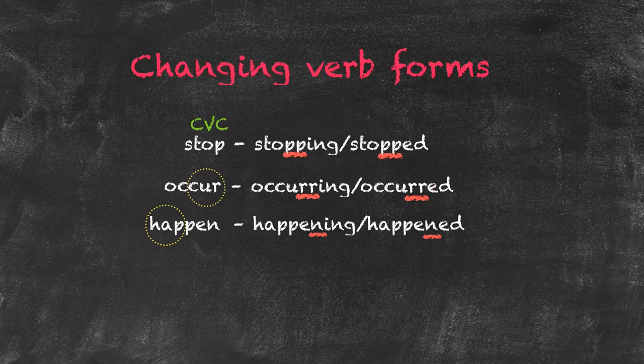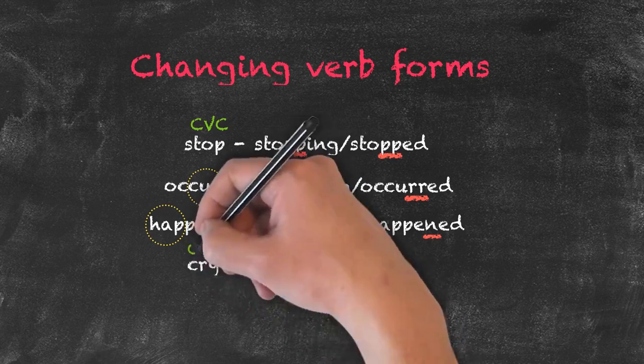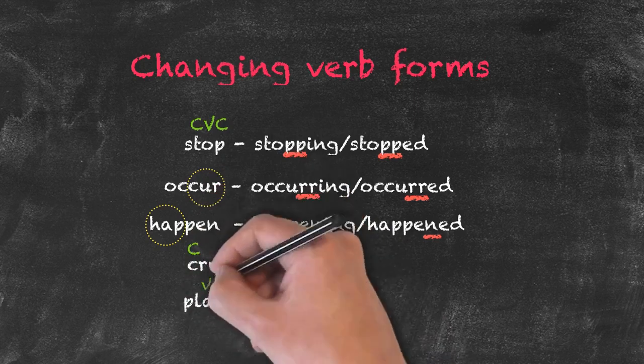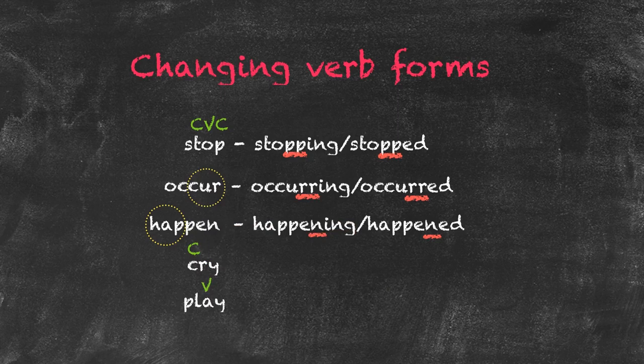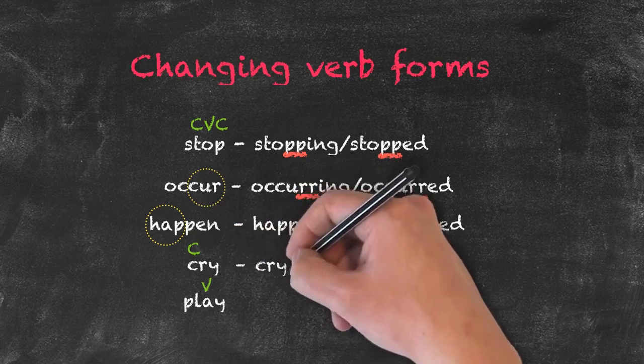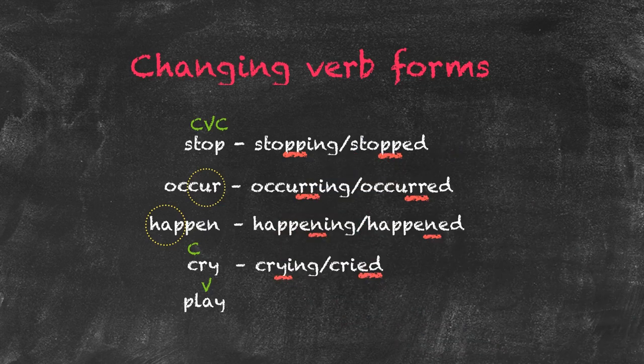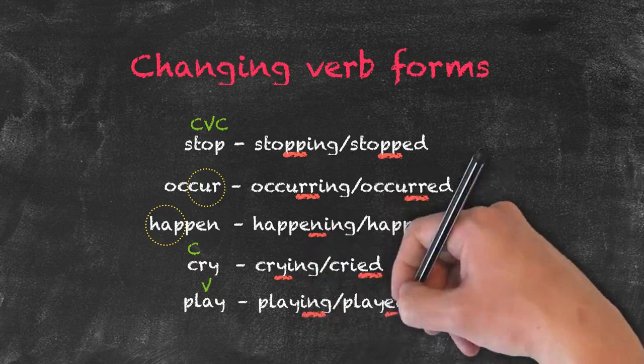Now, we go back to our one-syllable verbs that end in y. Here, we have a consonant before our y, as in cry, and here, we have a vowel before the y, as in play. In this instance, with consonant y, we only add ing to crying, but we have to drop the y and add ied for cried. However, when there's a vowel before the final y, we need not do anything. We only need to add ing or ed.